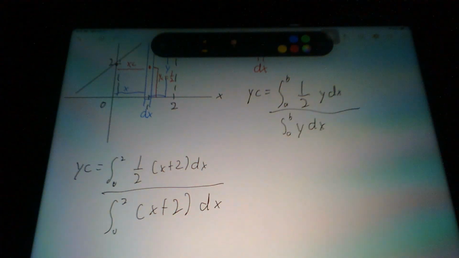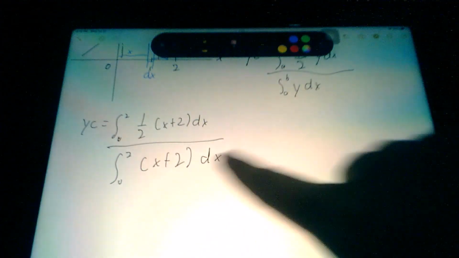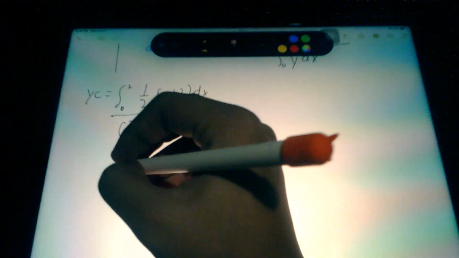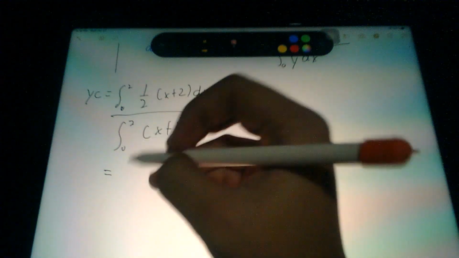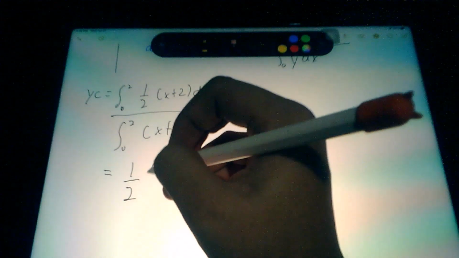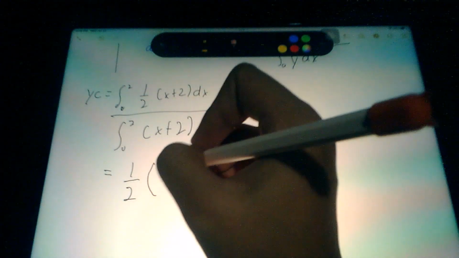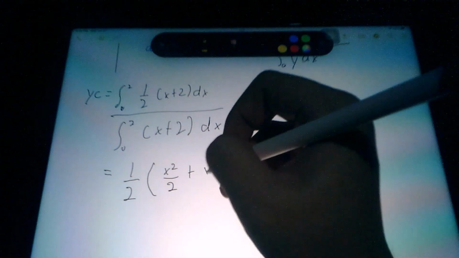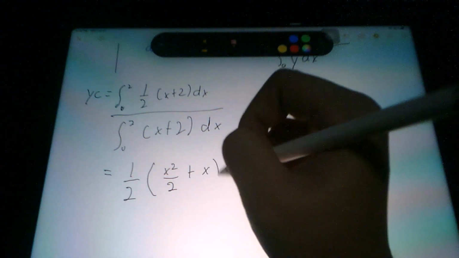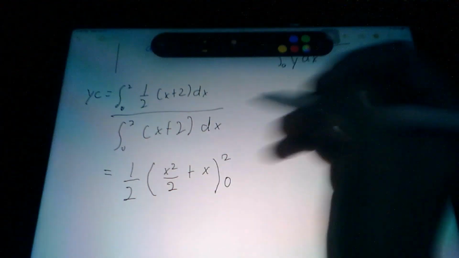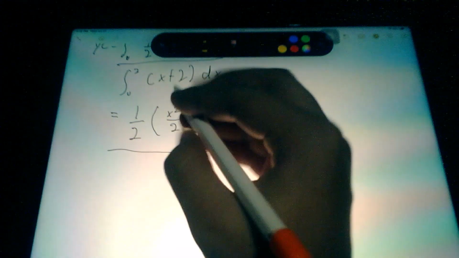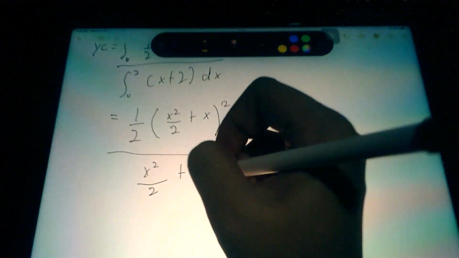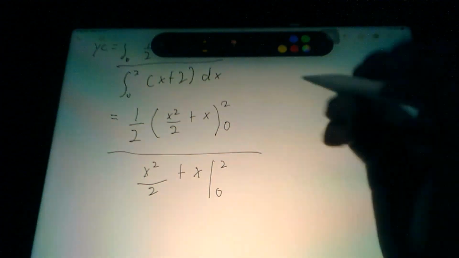Now we have our solution set up, so let's integrate. Taking 1/2 outside, since 1/2 is a constant, the integral of x is x squared over 2, plus 2 here, the integral of 2 is just 2x, from limits 0 to 2, over the same for the denominator: x plus 2 becomes x squared over 2 plus 2x, also from limits 0 to 2.